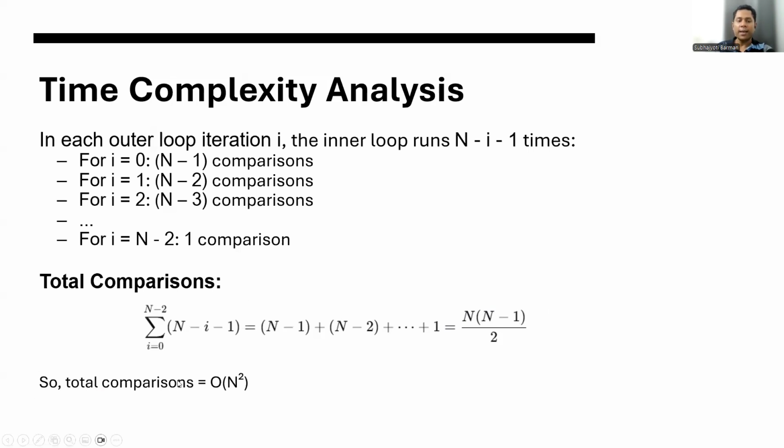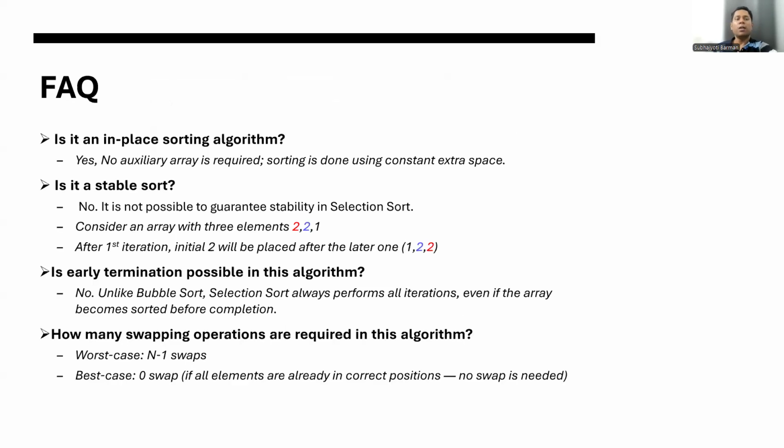So we can say that the number of comparisons is bounded by order of n square. So that is the worst case time complexity for my selection sort. Fine. Now, some FAQ regarding this algorithm.